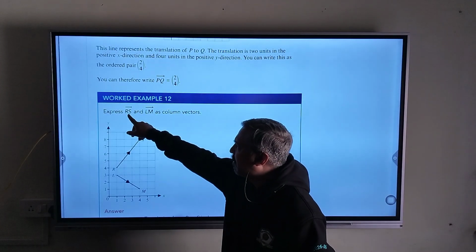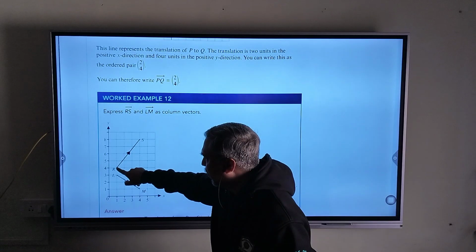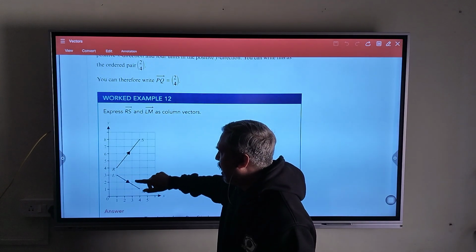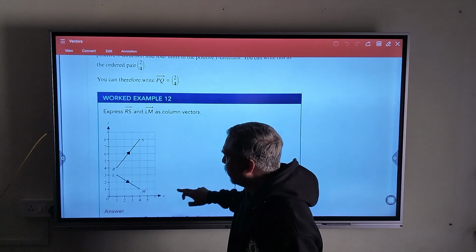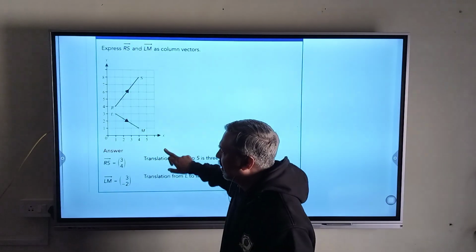Express RS vector and LM vector as column vectors. RS. See how much on the x-axis? 1, 2 and 3. And how much on the y-axis? 1, 2, 3, 4. So RS is written as (3, 4).